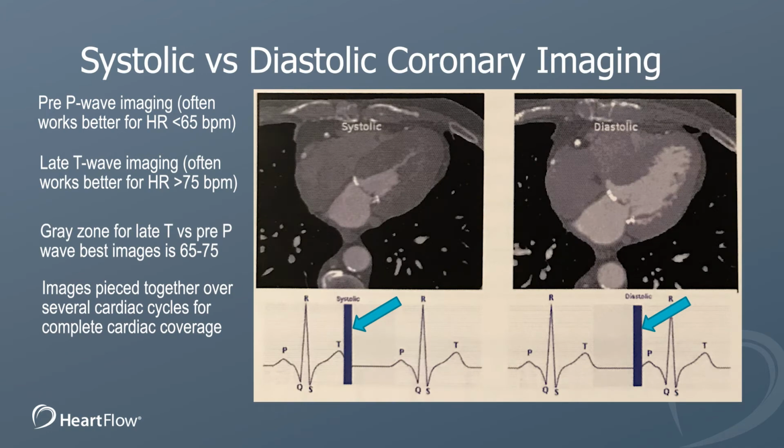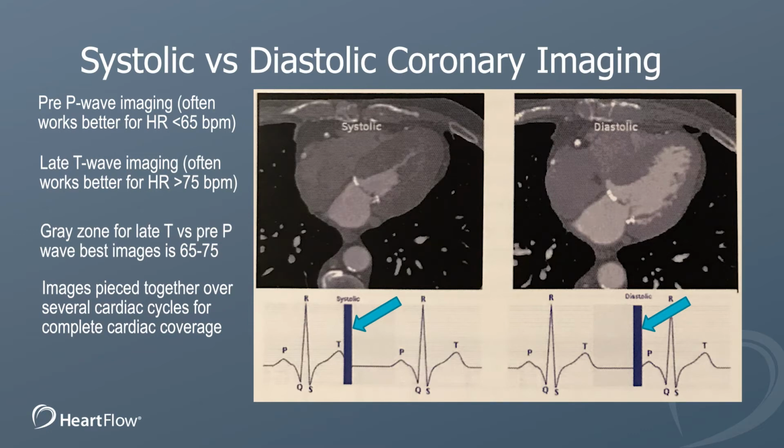Here's an example of systolic or diastolic coronary imaging. What we tend to find is systolic imaging at end systole tends to be on the downstroke of the T wave, whereas the best diastolic image tends to be just before the P wave. And that makes sense based on what we said with when we predict cardiac motion occurs.